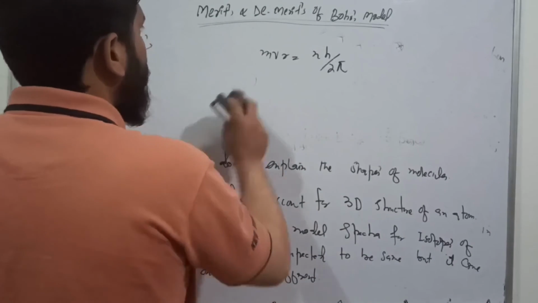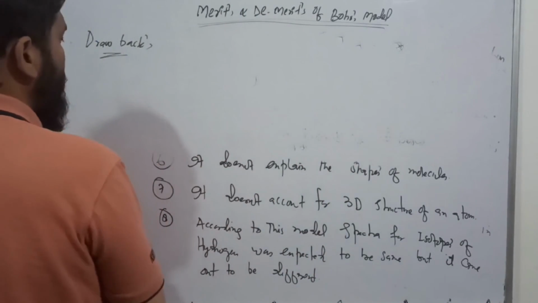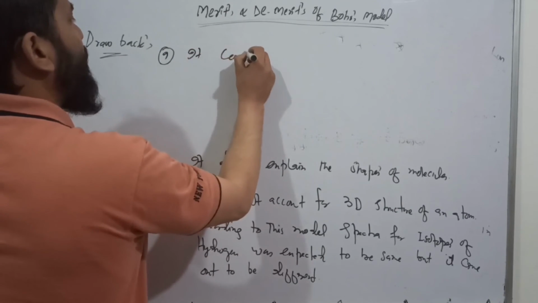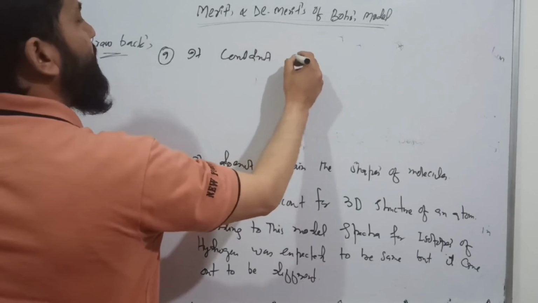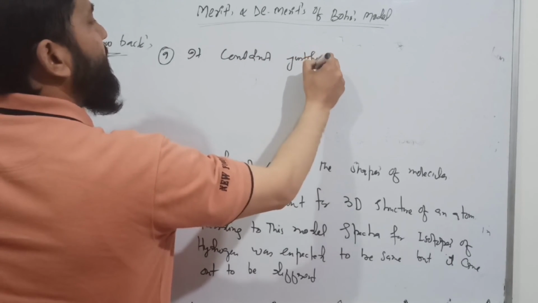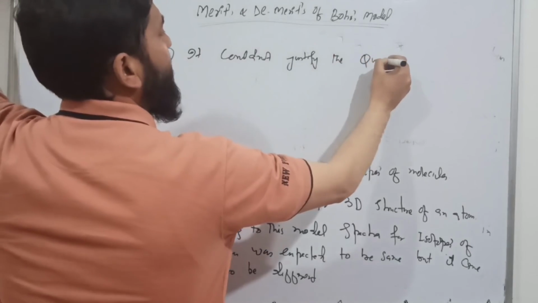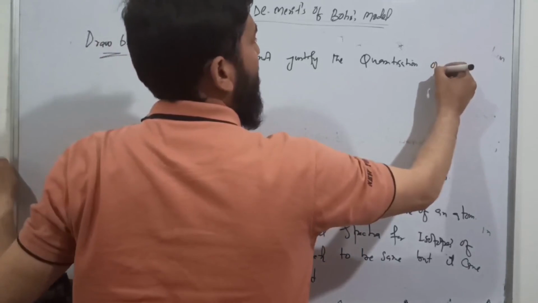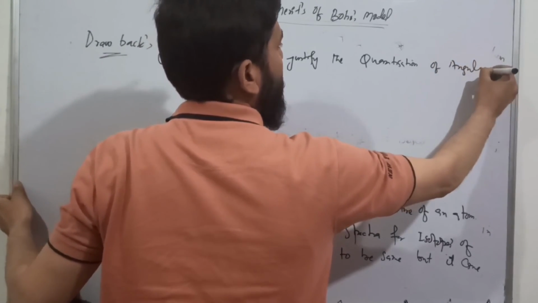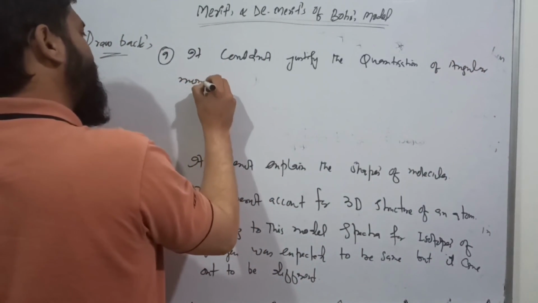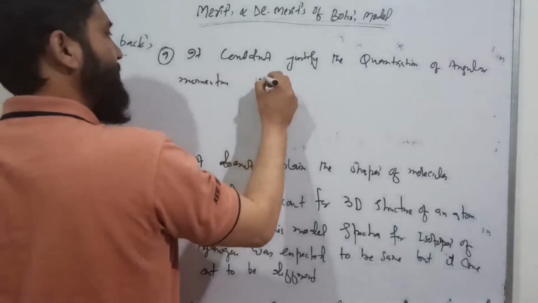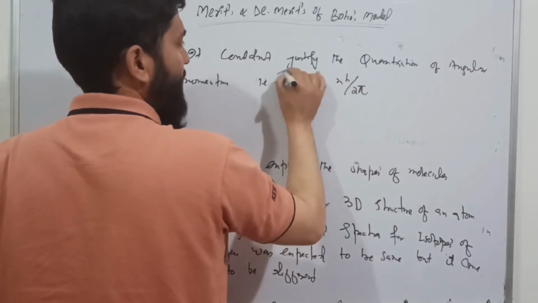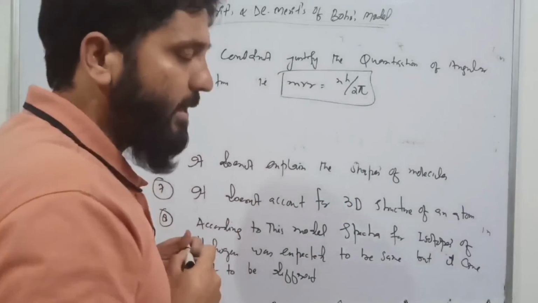तो हम लिखेंगे it could not justify the quantization of angular momentum, that is MVR is equal to NH/2π. इस कंडीशन को ये जस्टिफाई नहीं कर पाए.